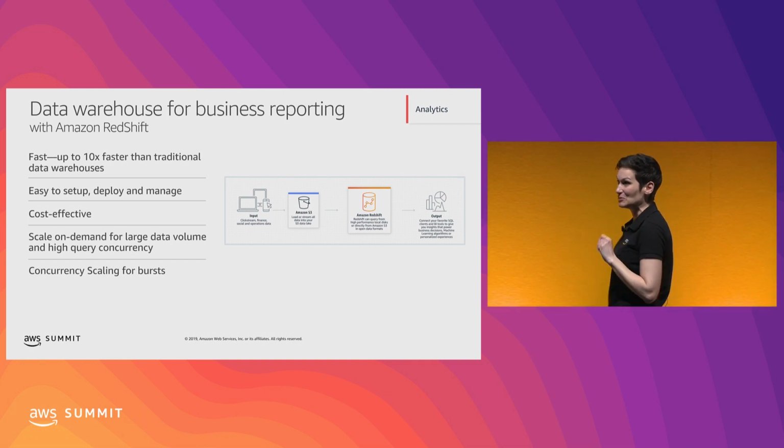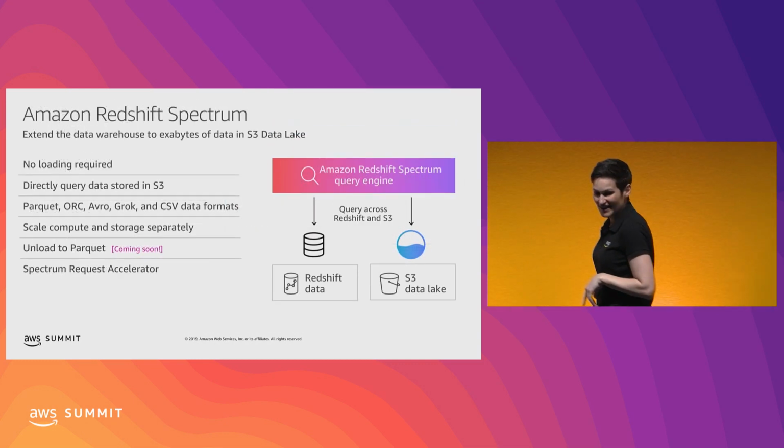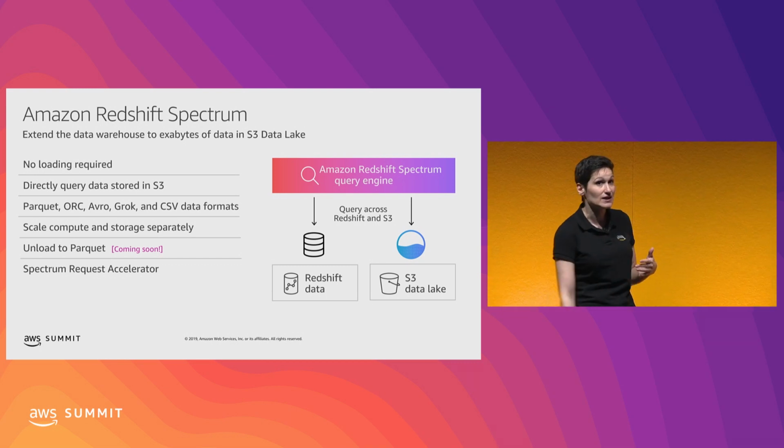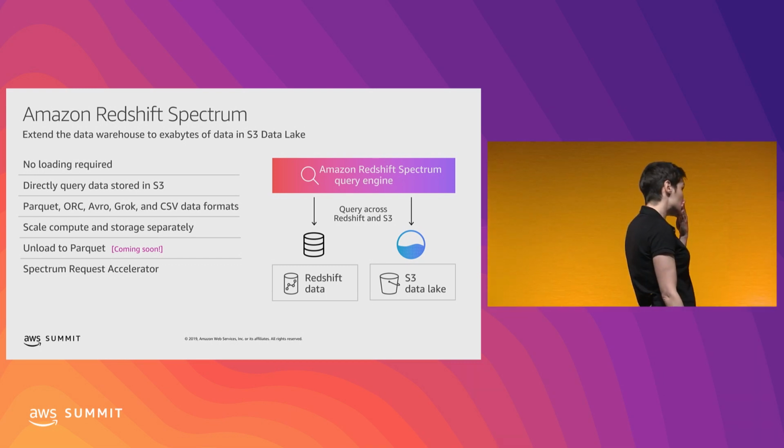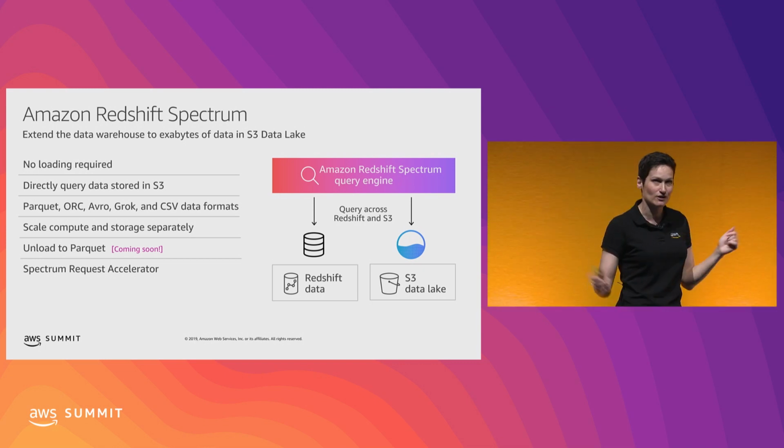Now, Redshift is complemented with Redshift Spectrum. Redshift Spectrum allows you to query data directly from the S3 data lake. But you saw that with Athena. Hey, thank you, you've been paying attention.